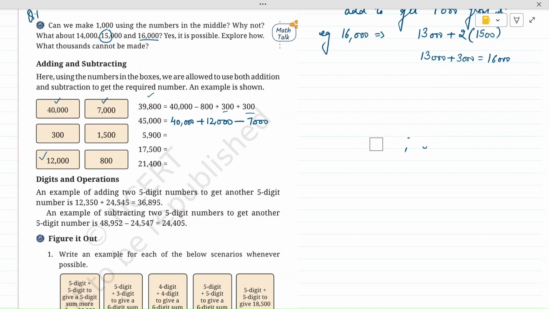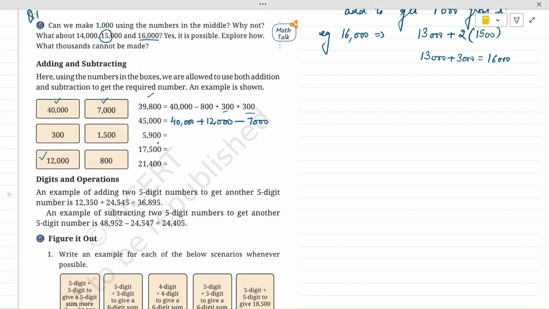So I hope this is clear. So this is giving us this number. Now let us move to the next question. The next question is 5900. So kids, we have to make 5900 here. So let us see what all numbers we can take. We will not take 40,000 because it's on the very higher side. Okay. And we want to make 5900. So we will choose something around 7,000 or maybe 12,000 also. Let's see how we can do this.